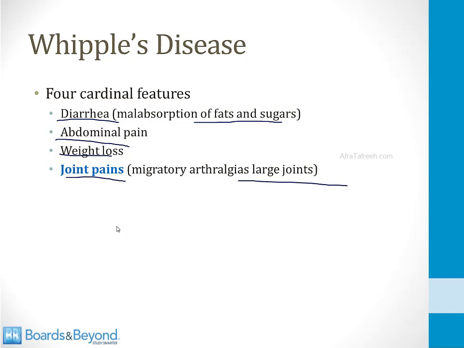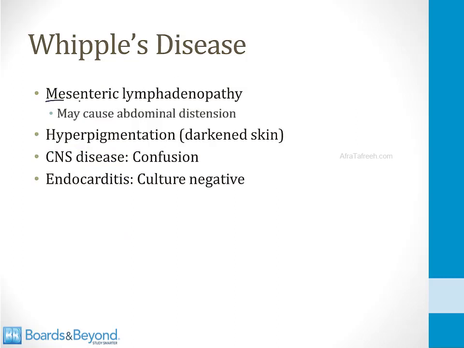Other signs and symptoms you may see: the mesenteric lymph nodes can become very enlarged. This can sometimes cause abdominal pain and abdominal distension. There is a darkening of the skin, which is called hyperpigmentation. It happens to about half of patients. The central nervous system can be involved. This often presents as confusion and cognitive dysfunction. And then finally, some patients with Whipple's disease develop signs and symptoms of endocarditis. This is a culture negative cause of endocarditis, which means that the blood cultures will be negative even though the patient has signs and symptoms of endocarditis. And the reason the blood cultures are negative is because Tropheryma is a difficult bacteria to grow.